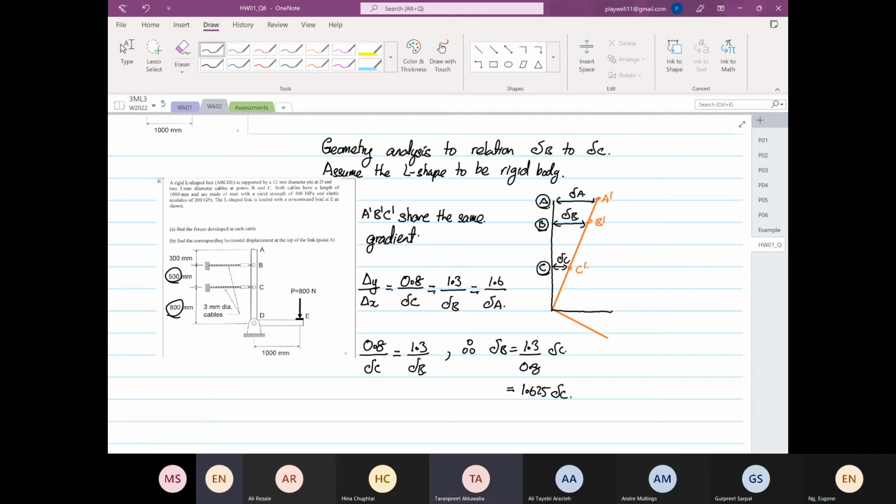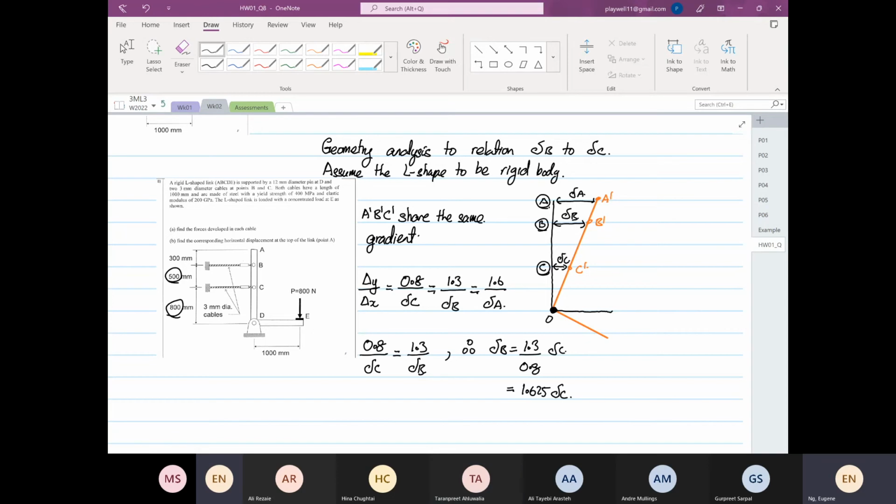Yes, quick question. For geometry analysis, we always take the reference from the tip of the triangle, right? Yes, because of the gradient, right? So this is always the zero point, right? Does that answer your question? I hope it does. Yes, thank you.